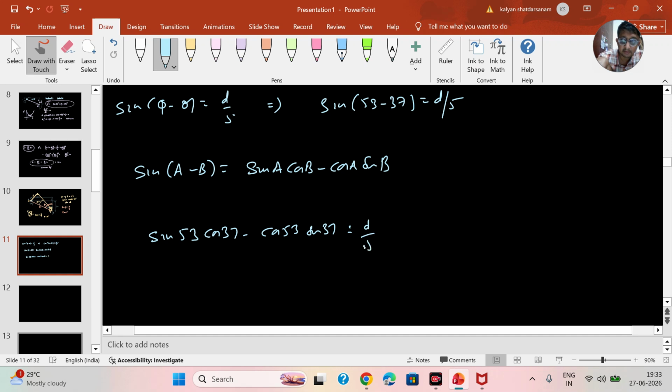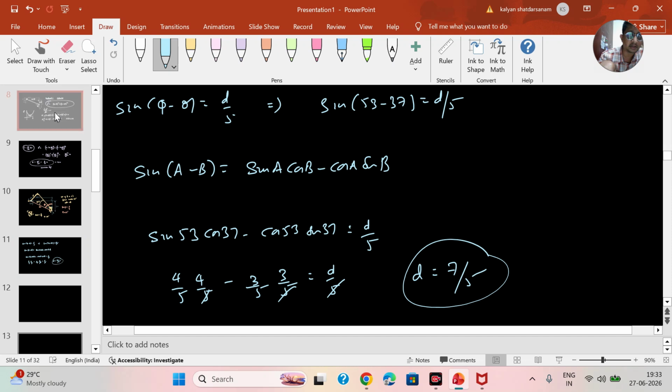That is going to be d by 5. Sine 53 is 4 by 5. Cos 37 is also 4 by 5. Cos 53 is 3 by 5. Sine 37 is also 3 by 5. So d by 5, the 5 gets cancelled. So d, I am getting it as 16 minus 9, 7 by 5.